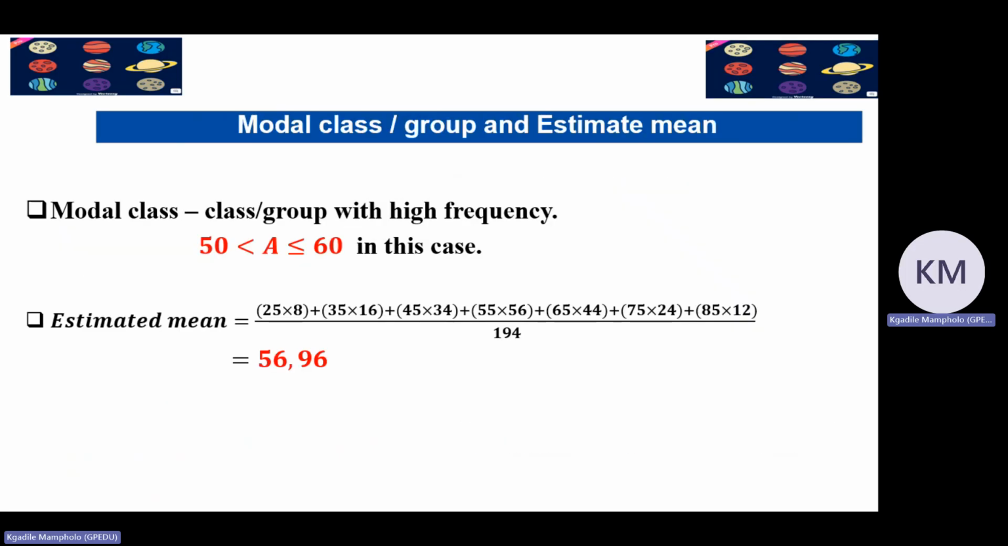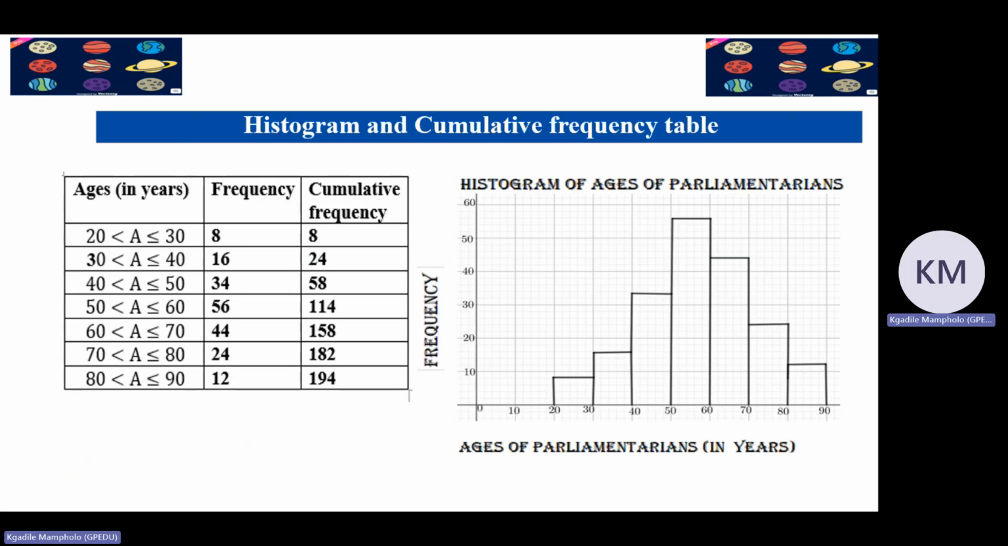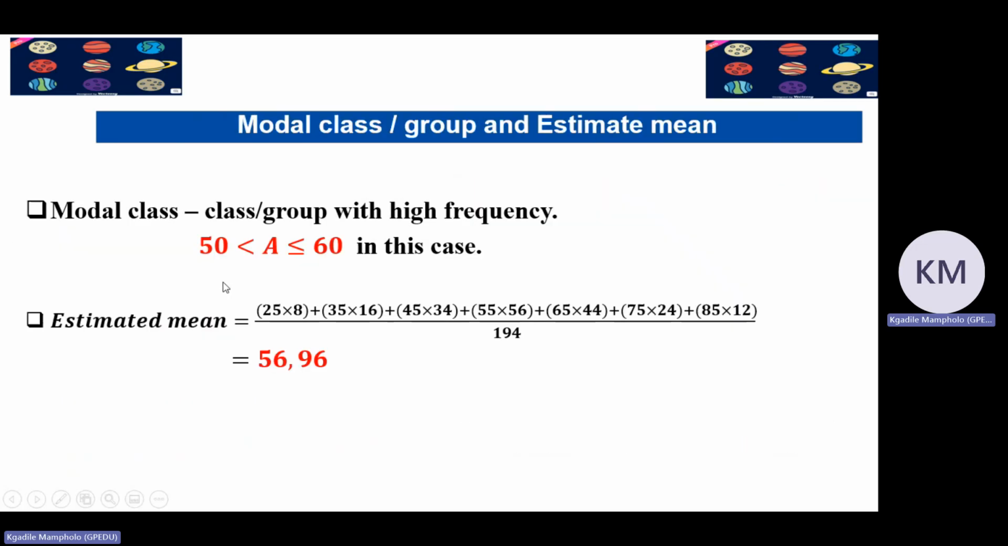So you keep on doing that. The third one, you say 40 plus 50 is 90 divided by 2 is 45. Then you say 45 times 34. Then you do that in all of them. Then you divide by the total, which is the number of learners or the number of parliamentarians or whatever that will be collecting. Then you say 194. Then the estimated mean is 56,96. This is not the actual mean. It's the estimated mean.